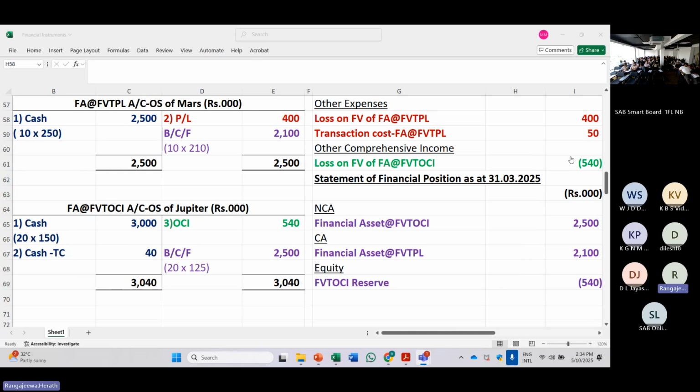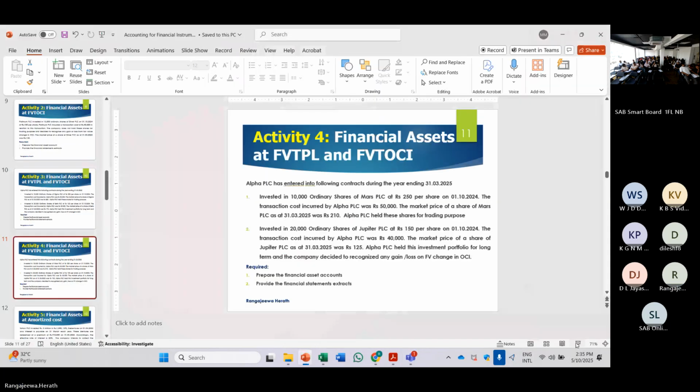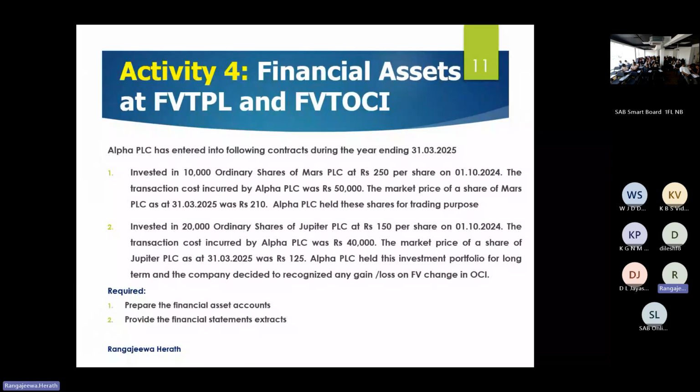Right. So this is the answer for activity 4. So we worked out 4 activities. So we know how to account for financial assets, that is, investment in ordinary shares can be classified as financial asset at fair value through P&L or financial asset at fair value through OCI.